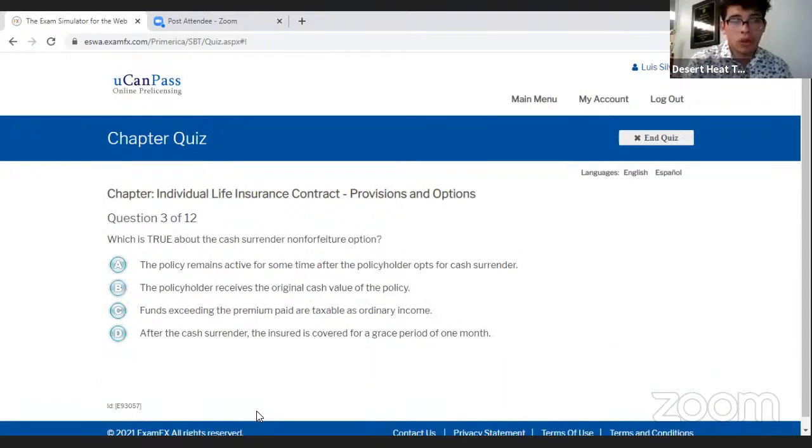Okay, question 3 out of 12. Which is true about the cash surrender nonforfeiture option? A, the policy remains active for some time after the policyholder opts for cash surrender. B, the policyholder receives the original cash value of the policy. C, funds exceeding the premium paid are taxable as ordinary income. Or D, after the cash surrender, the insurer covers for a grace period of 1 month.